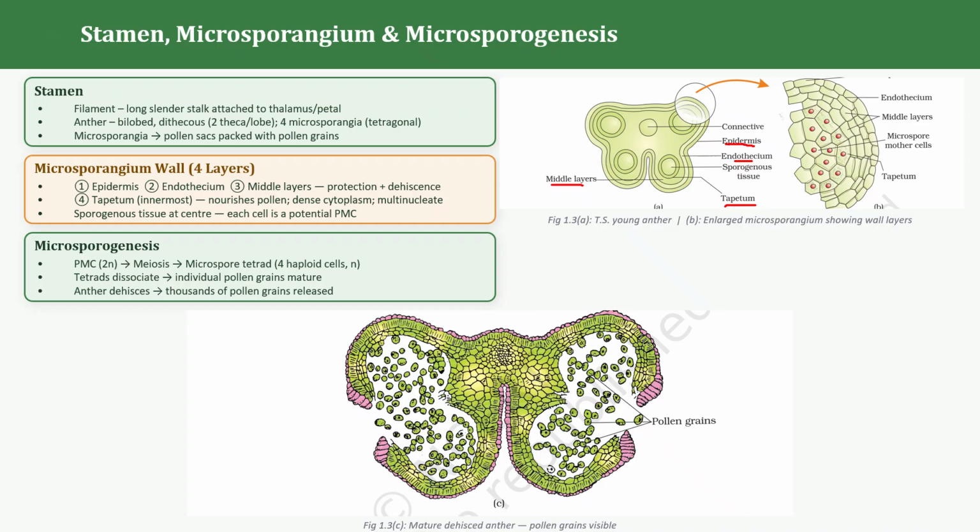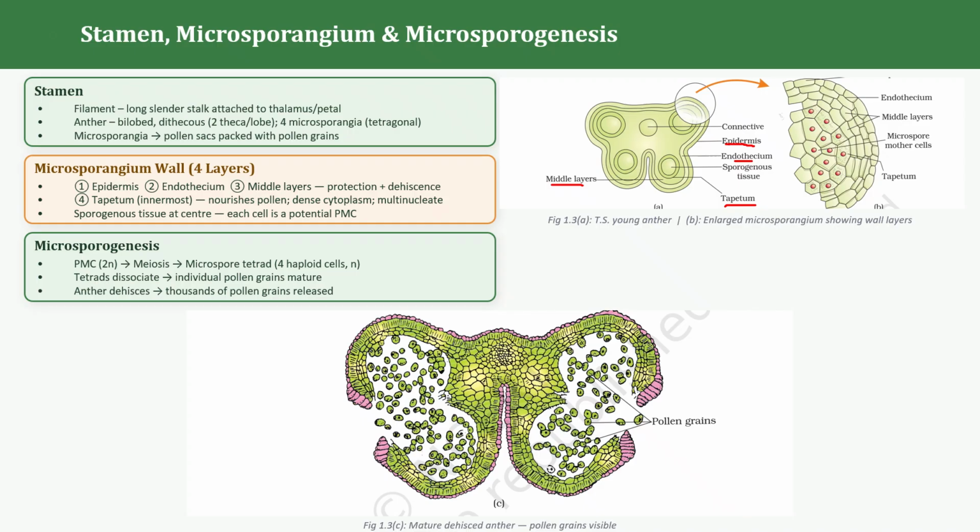See, the process of formation of microspores from pollen mother cells through meiosis is called microsporogenesis. So, a stepwise procedure is given here. In step one, what happens? Sporogenous tissues differentiate into PMCs, right?